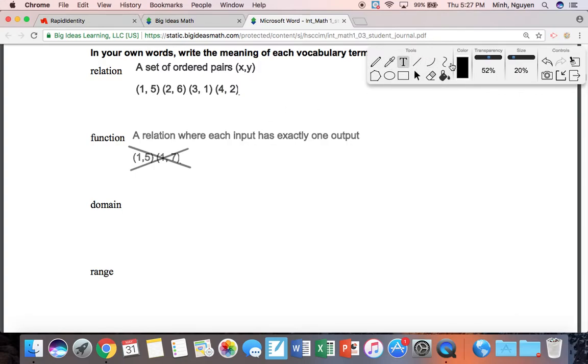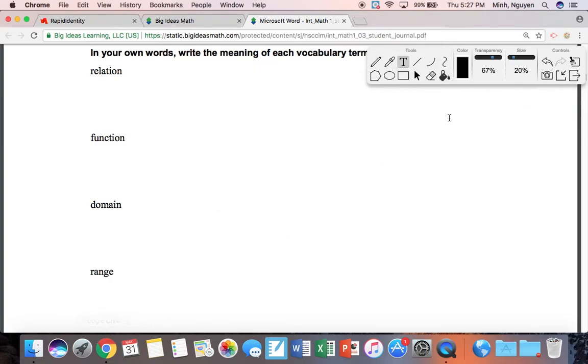A domain is the set of inputs. So just x, really. And the range is the set of outputs, y. So domain and range are interchangeable with x and y, really. Okay, so those are those definitions. We'll keep moving.